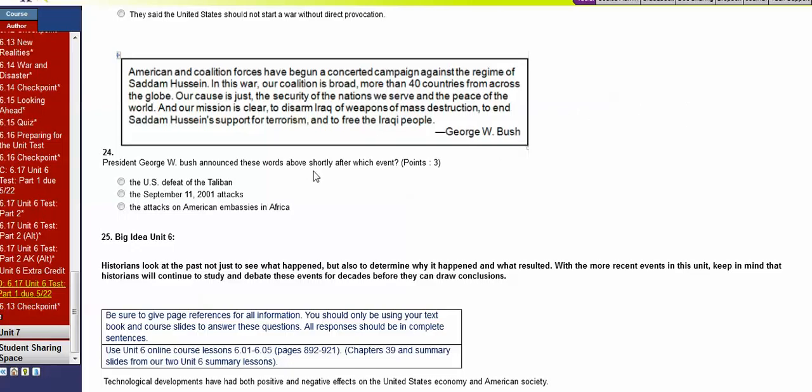George W. Bush. So again, the question is, President George W. Bush announced these words above shortly after which event? The U.S. defeat of the Taliban, the September 11, 2001 attacks, or the attacks on the American embassies in Africa?